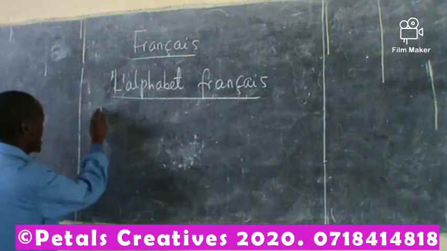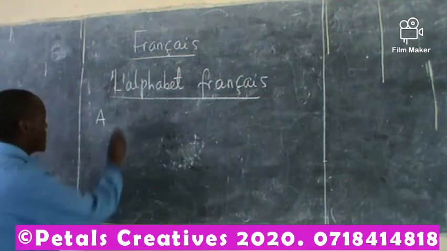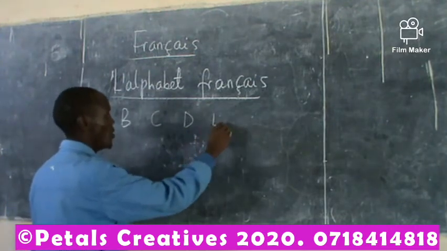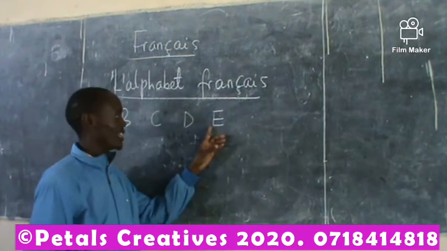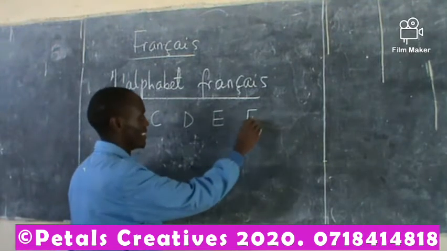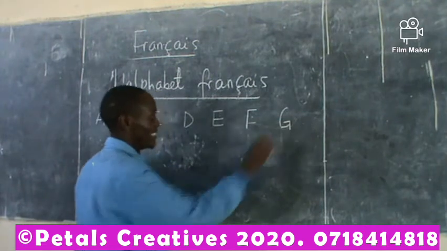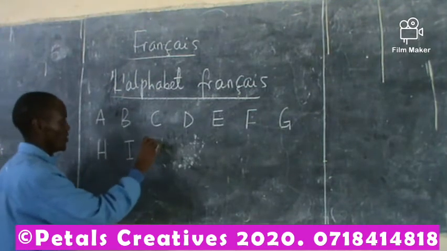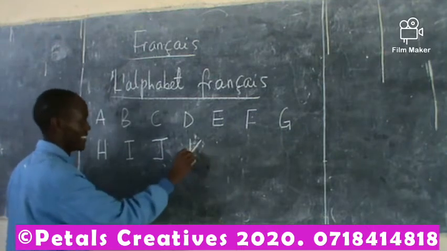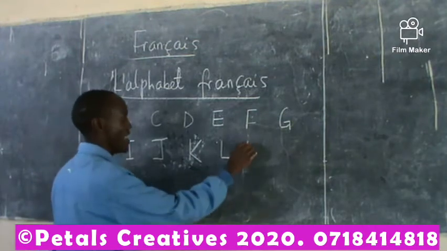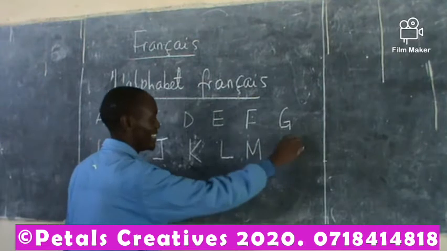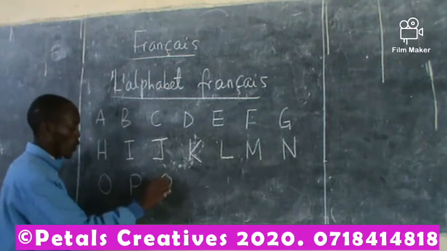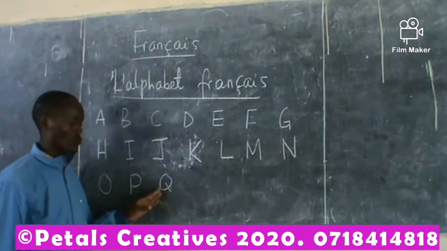So of course the first one is A, B, C, D, E. Pay special attention to E. We are calling it E. F, G, H, I, J, K, L, M, N, O, P, Q. You should also pay special attention to Q.